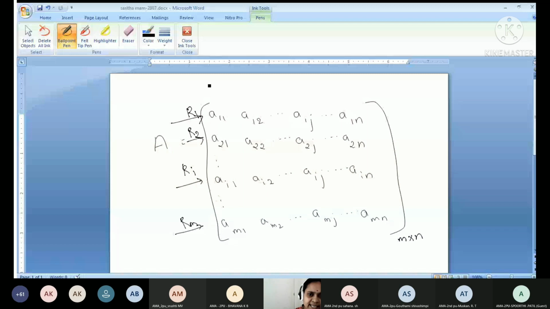Similarly, this is C1, the first column. This is C2, the second column. This is Cj, the jth column. And this is Cn, nothing but the nth column.